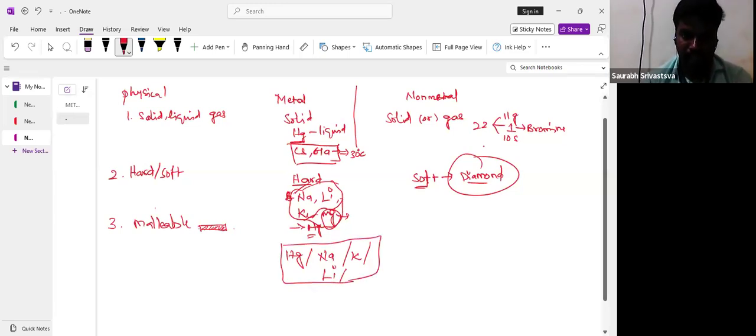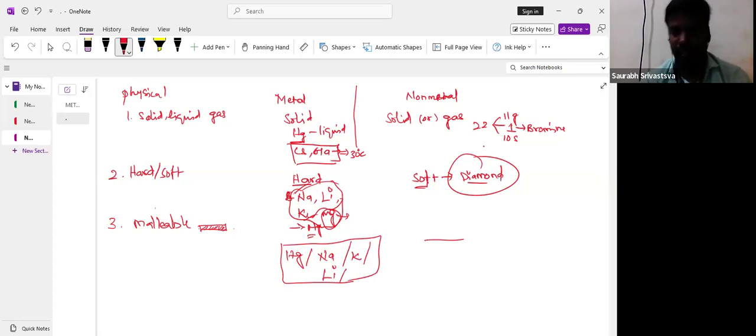Next, non-metals: whether they are malleable or not. None of the elements is malleable. Everything is non-malleable. That means non-metals are non-malleable nature.